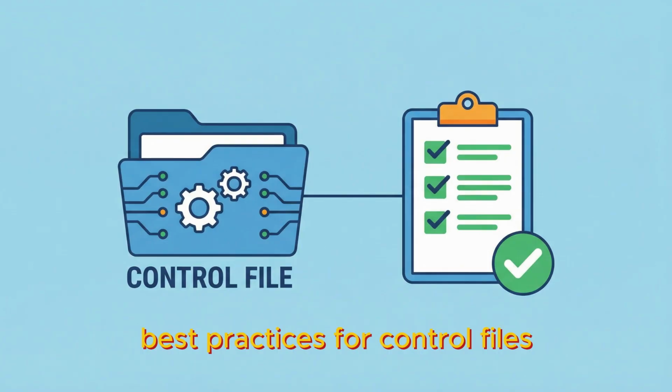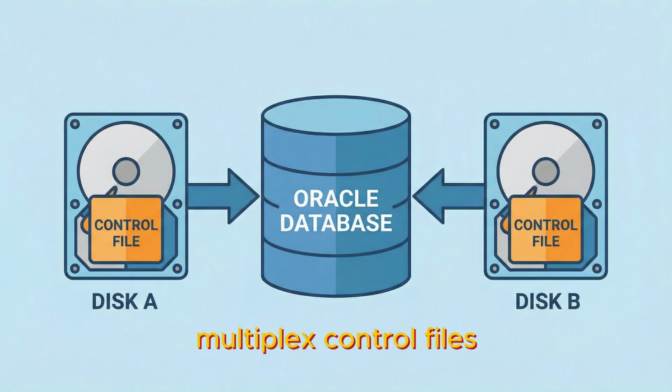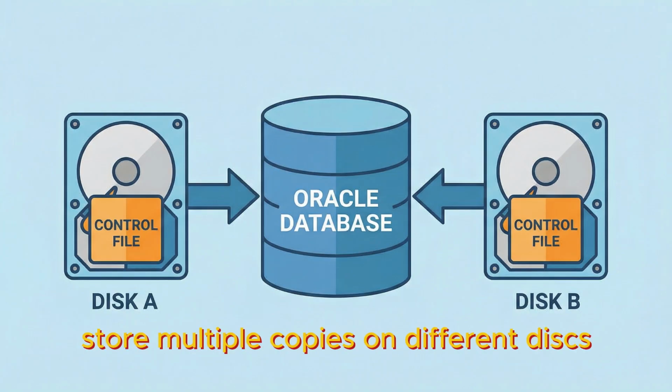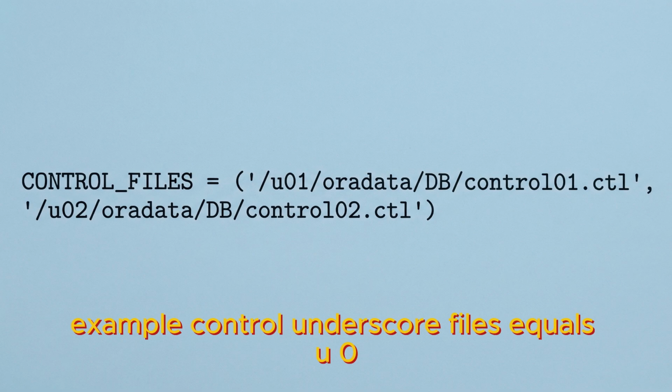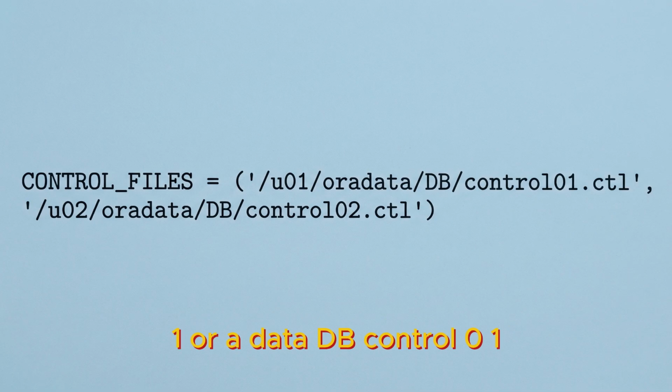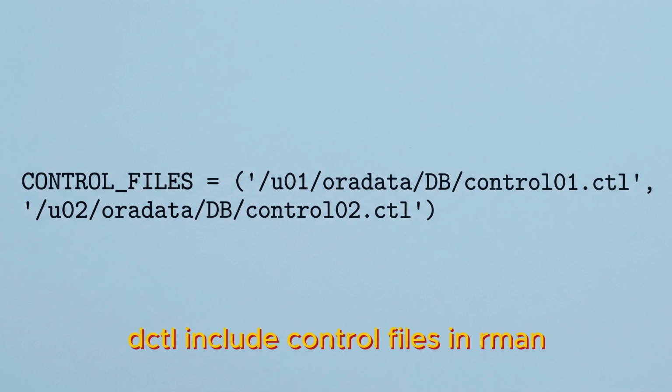Best practices for control files. Let's talk about how to protect them. Multiplex control files. Store multiple copies on different disks to prevent single points of failure. Example: control_files = /u01/oradata/DB/control01.ctl, /u02/oradata/DB/control02.ctl.